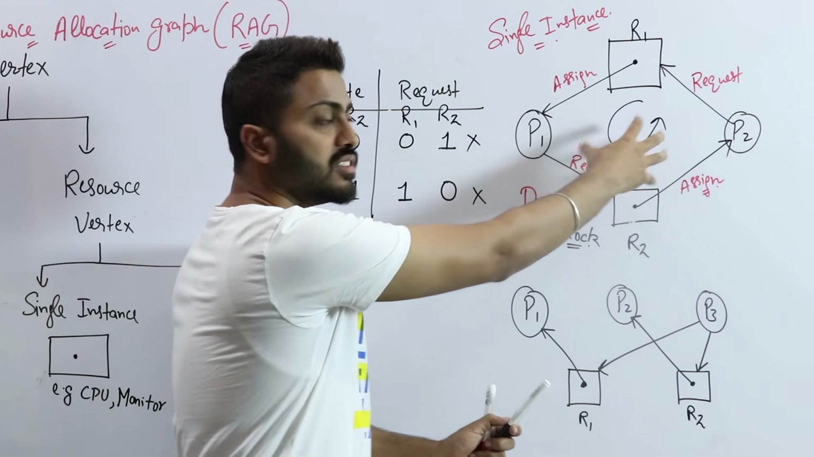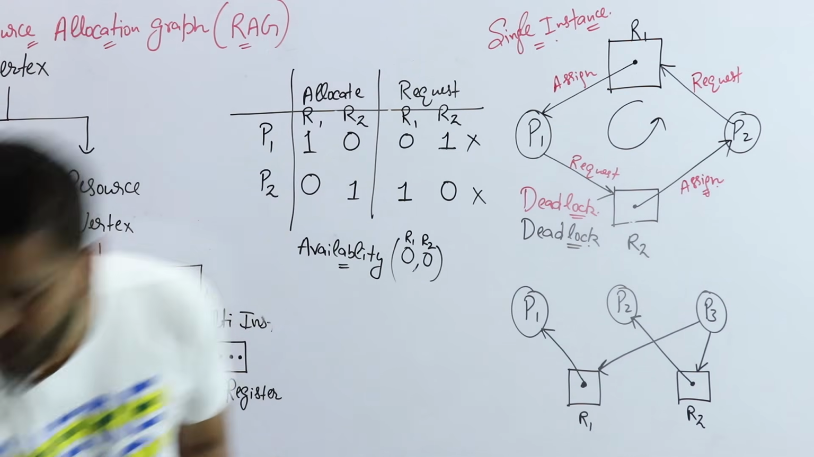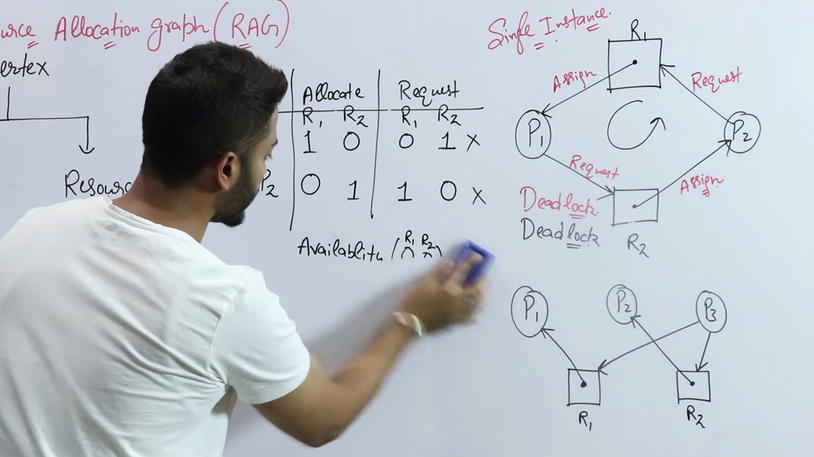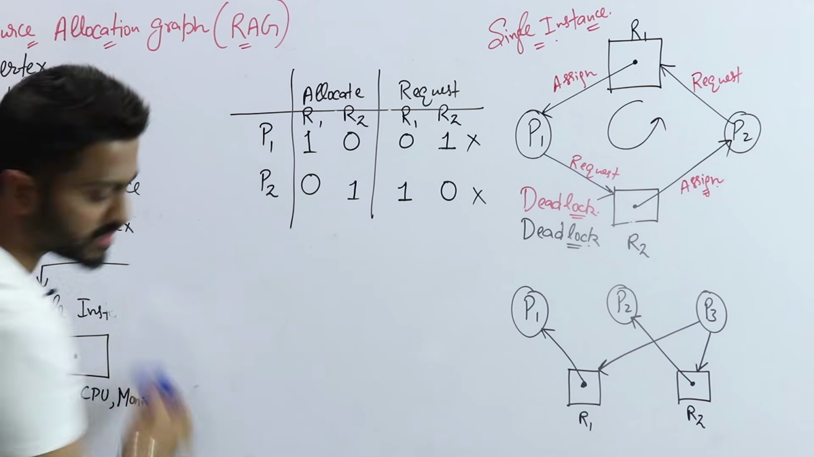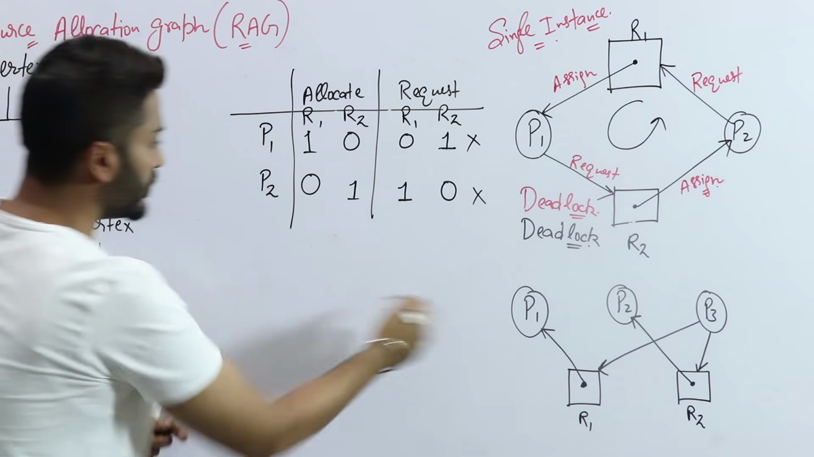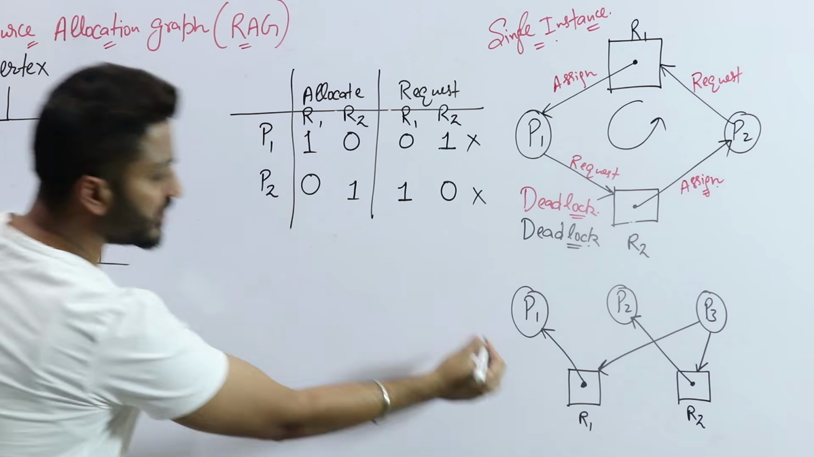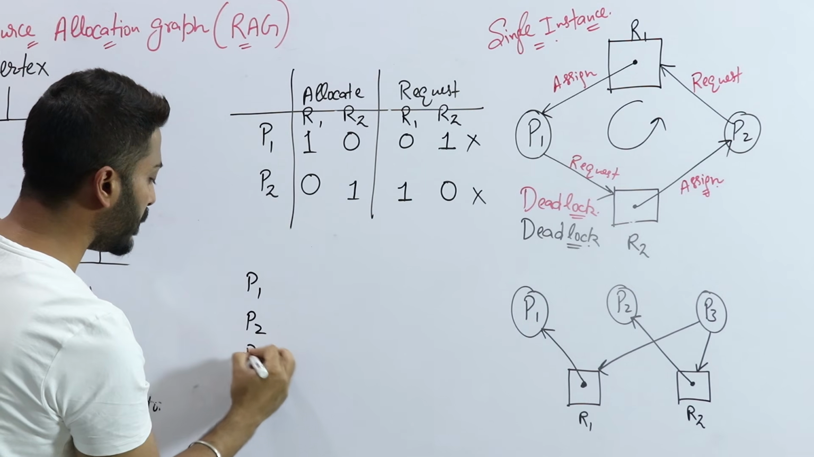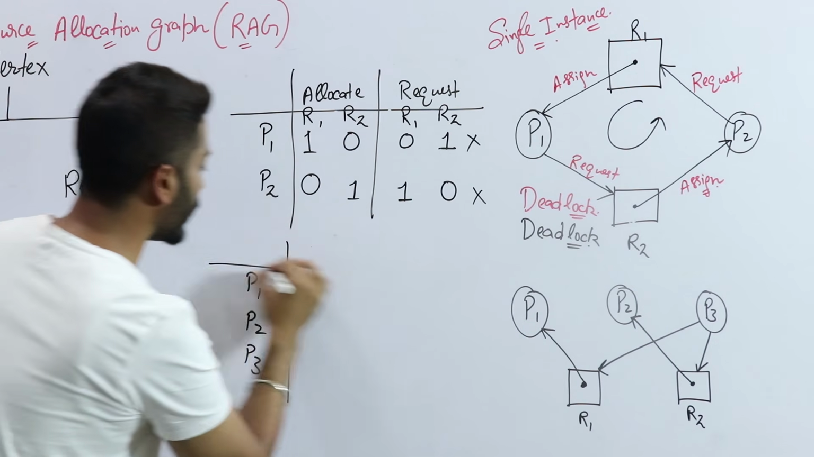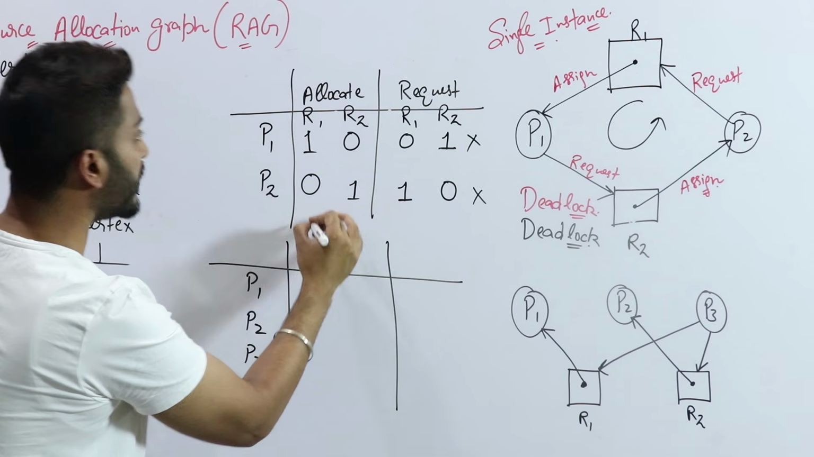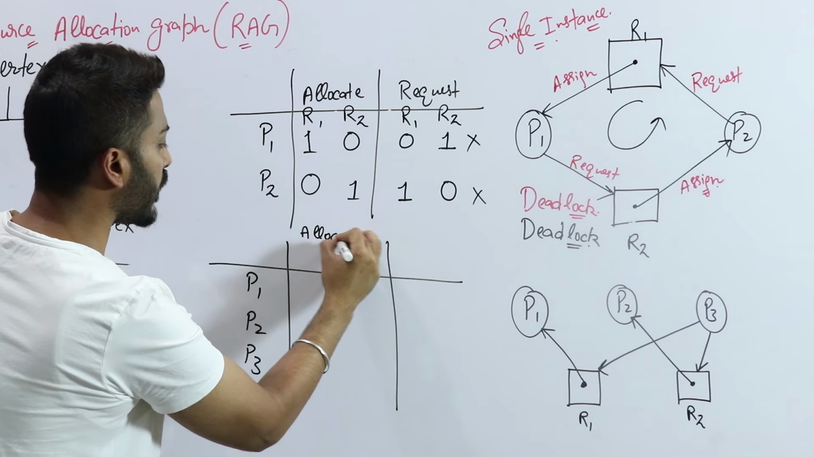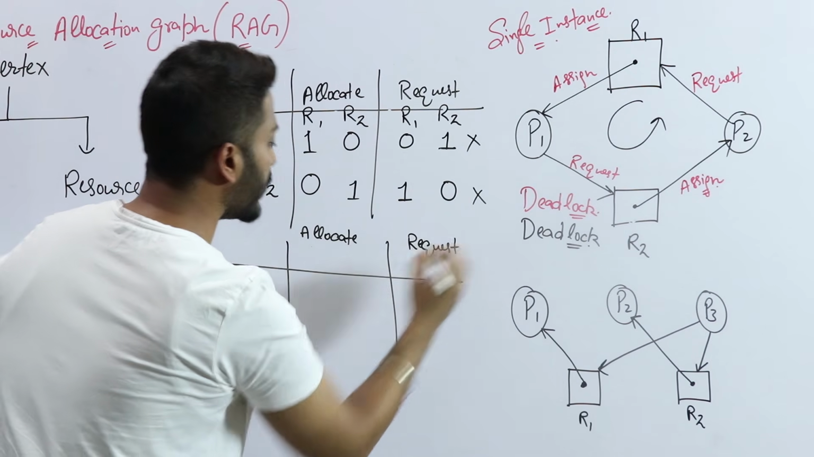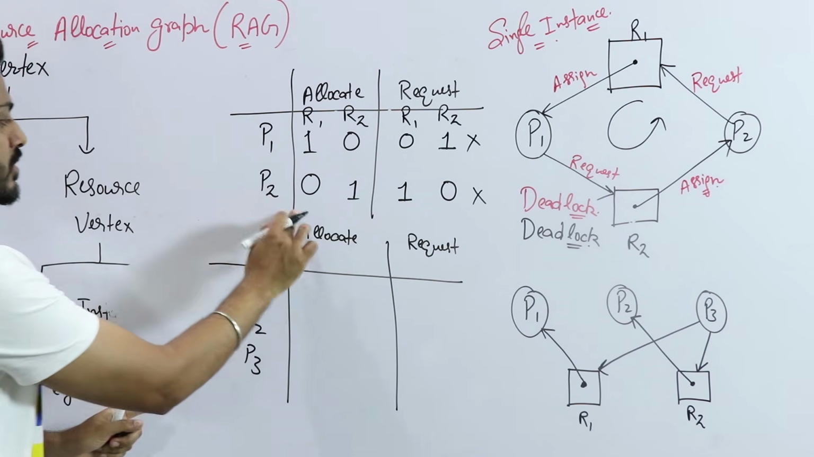But again, this example is of single instance. So let's solve one more. Let's solve the second question. I'm just making the diagram, this table. Let's say how many processes we have: P1, P2, P3. Again write the allocation and request. Allocation and request.